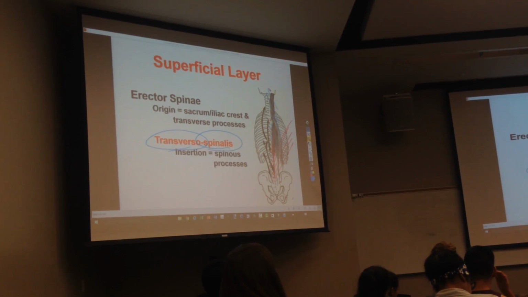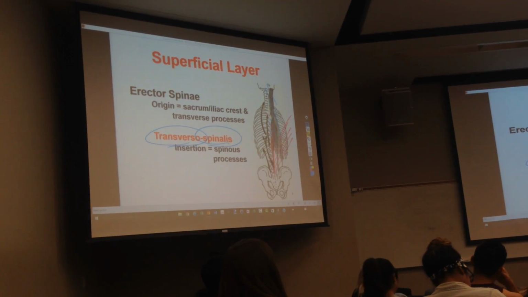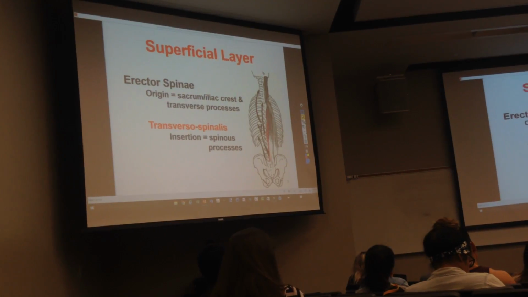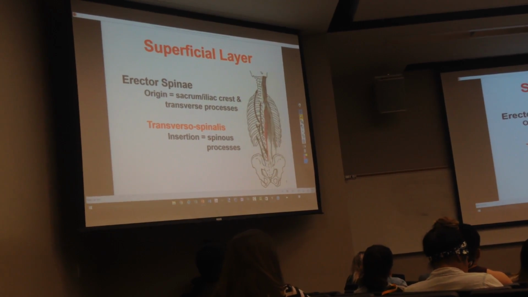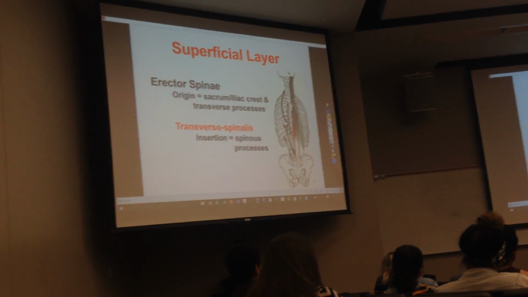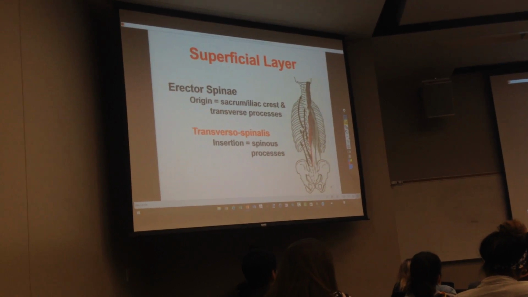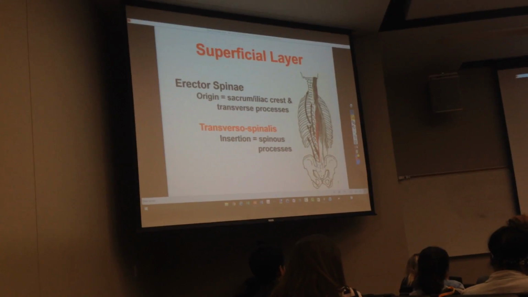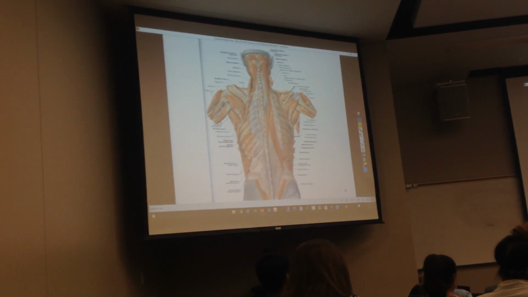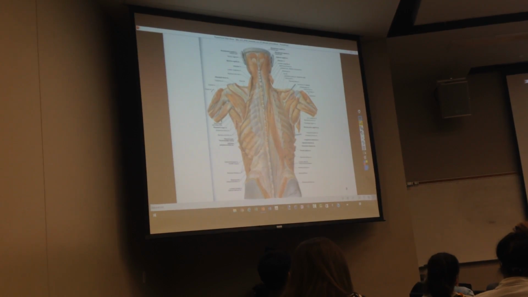Okay? Now, for every single one of these, they belong to the erector spinae grouping of musculature, which constitutes basically the superficial layer of your epaxial musculature. Now, we're also going to have some deeper muscles, which we're going to peel these away and then start to see them.